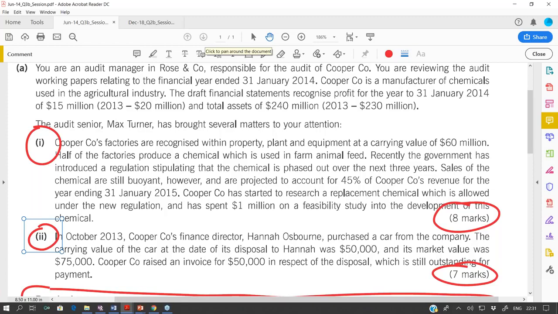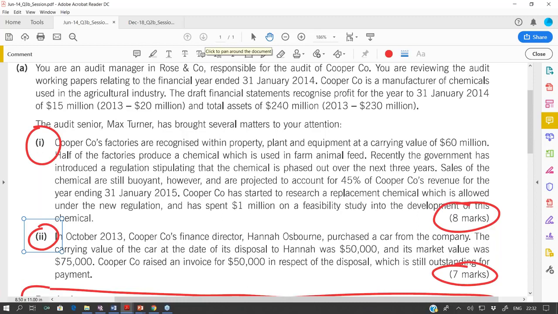I can see a value, and this value can help me in determining the materiality, right? So, how much is the carrying value of the factory? $60 million. Half the factories produces a chemical. So, the examiner is saying not all the $60 million, half of it. So, if I need to determine the materiality, I will not determine it on 60 million. Rather I will determine the materiality on half, which is $30 million.